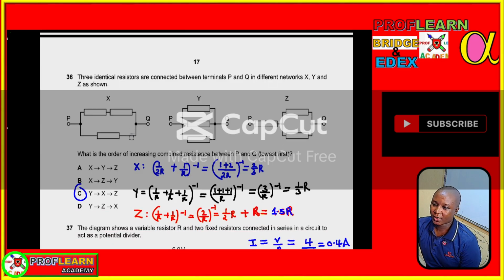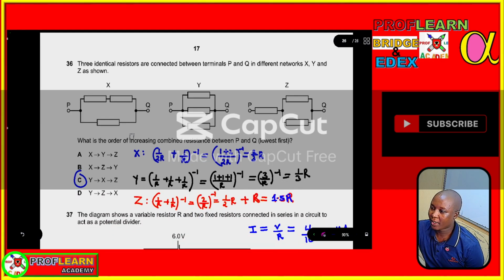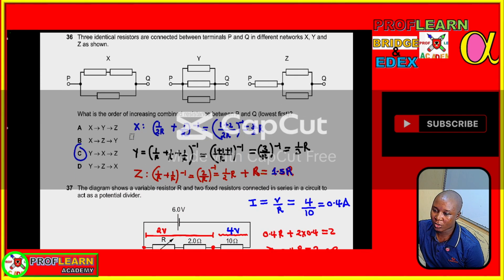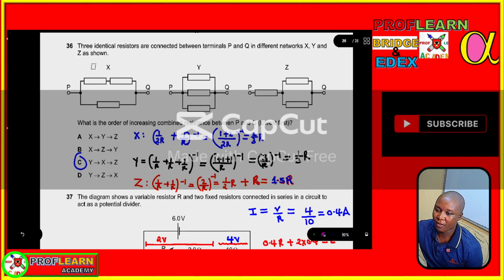Three identical resistors are connected between terminals P and Q. Which order of increasing combined resistance between P and Q, if we start with the lowest first? Of course, I started by finding the total resistance for X. So we shall say these two will be in series. If one has resistance R, then R plus R will be 2R. So we shall have 2R over 1 over R.